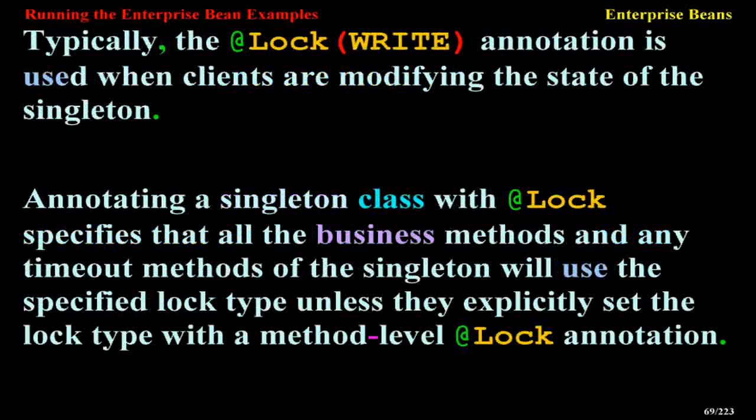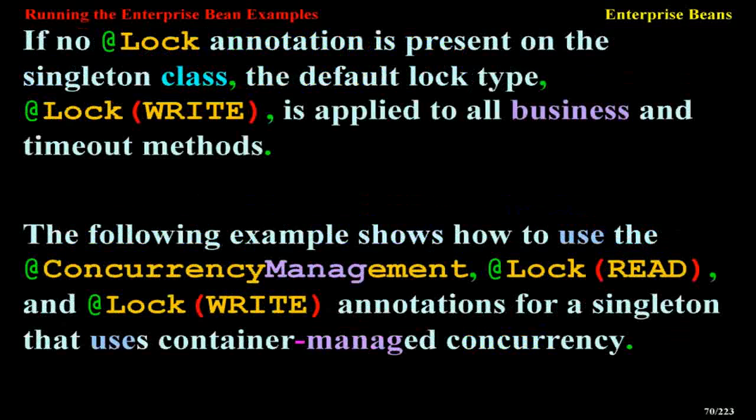Annotating a singleton class with Lock specifies that all the business methods and any timeout methods of the singleton will use the specified lock type unless they explicitly set the lock type with the method-level Lock annotation. If no Lock annotation is present on the singleton class, the default lock type, Lock(WRITE), is applied to all business and timeout methods. The following example shows how to use the ConcurrencyManagement, Lock(READ), and Lock(WRITE) annotations for a singleton that uses container-managed concurrency.